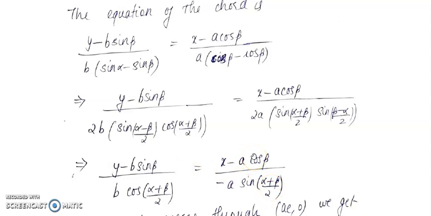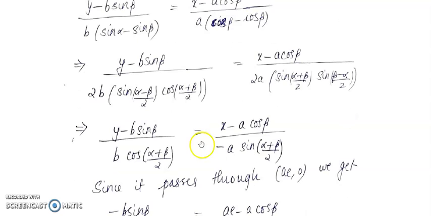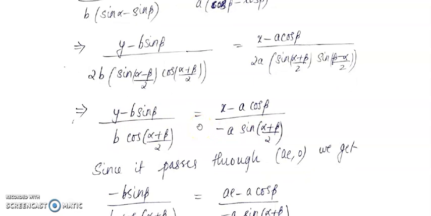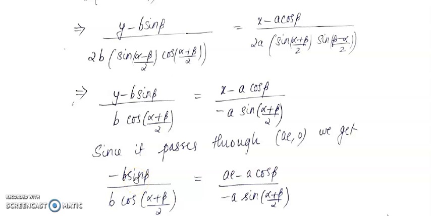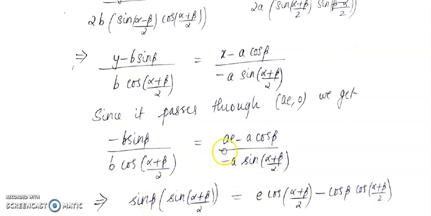Now let us substitute the point (ae, 0) in this equation. In place of y we put 0, and in place of x we put ae. So that will give us minus b sin beta over b cos((alpha plus beta)/2) equal to ae minus a cos beta over minus a sin((alpha plus beta)/2). So b will cancel on the left side and a will cancel on the right side. Now let us cross multiply the equations.